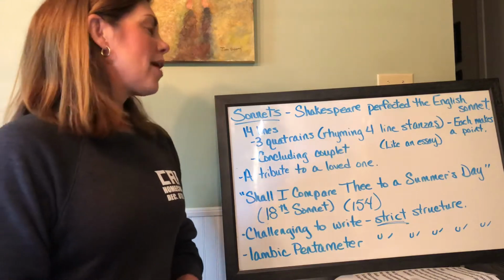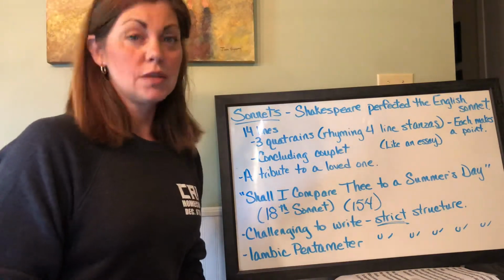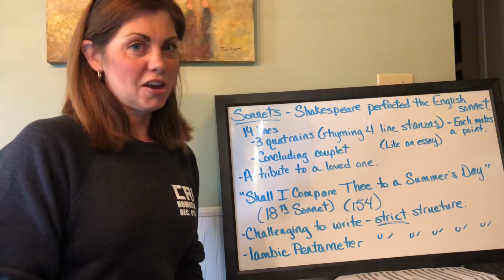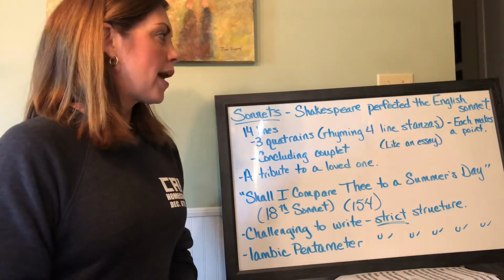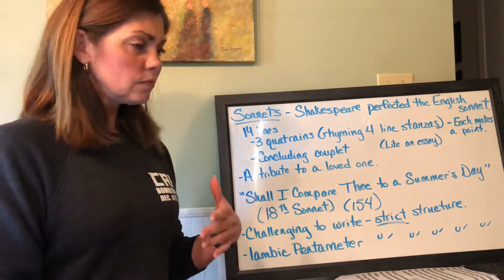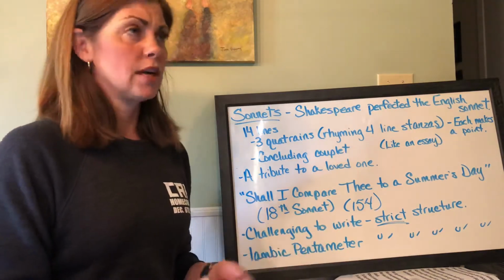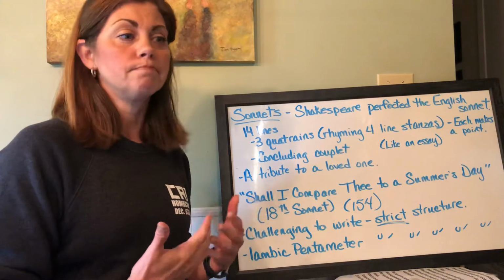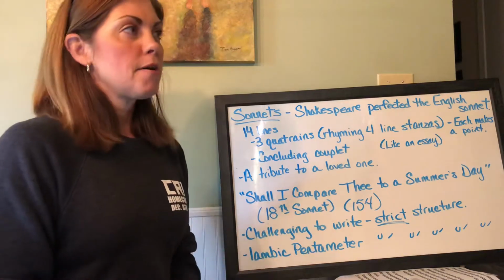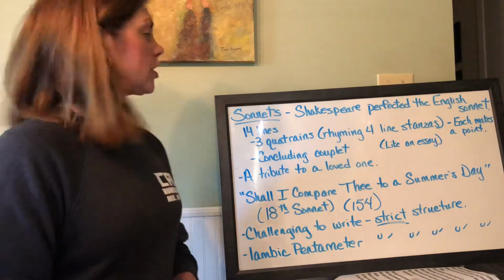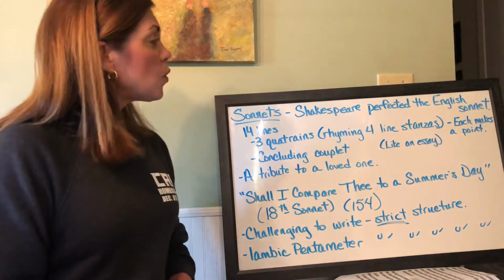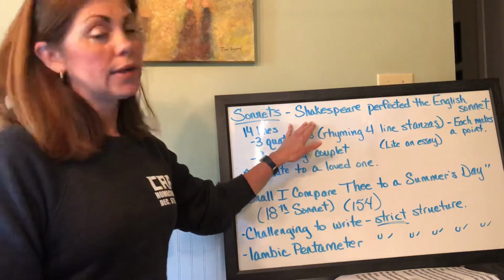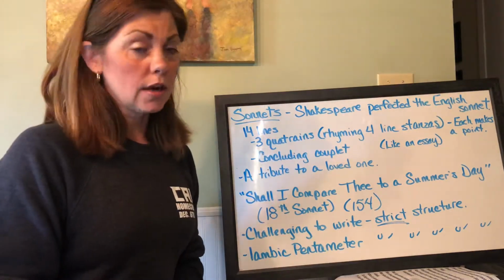All right, so first of all, sonnets had been around before Shakespeare perfected the sonnet. Sonnets were a way to show someone how much you loved them. It was a way to praise your loved one or give them a token. And it was a very romantic gesture. So the English sonnet was perfected by Shakespeare, and so we now call it the Shakespearean sonnet.